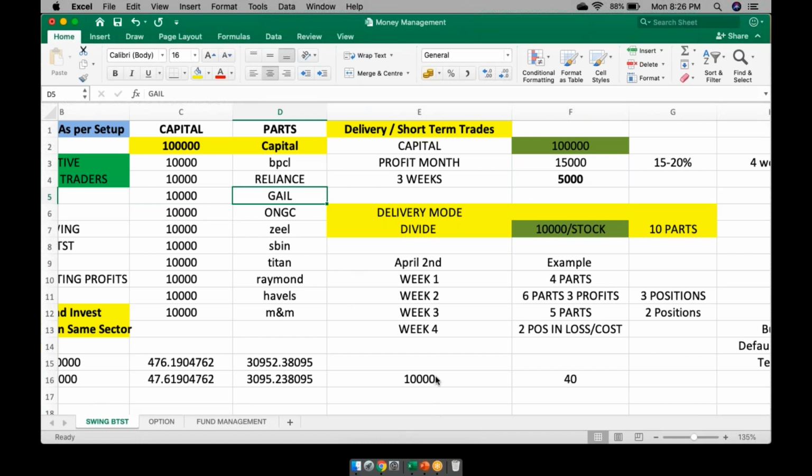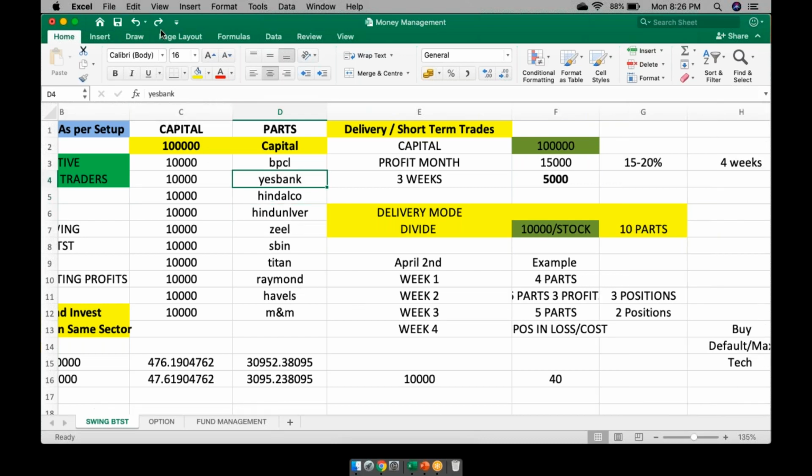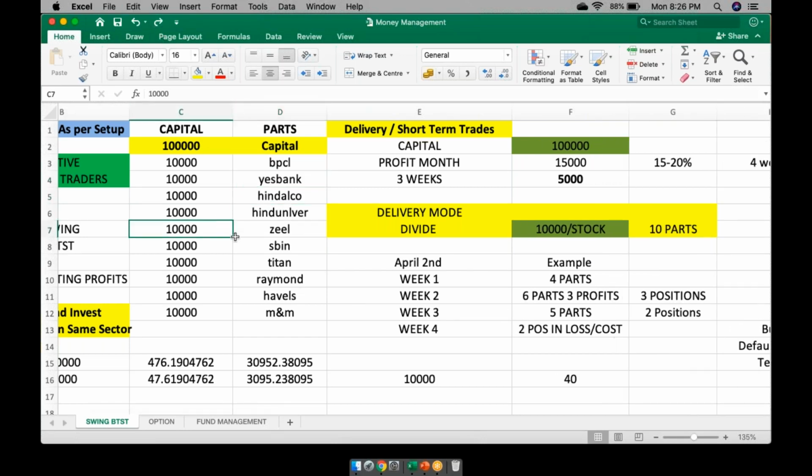Yes, for positional it is very important. For intraday also, for positional it is very important. Don't invest all the positional stocks into the same sector, because say for example, today we are taking positions, twice it has given profit, fine. The third time that particular sector will crash, the complete portfolio will become 20%, 30% down. So divide and invest. In delivery mode we have to divide into 10 parts, 10,000 rupees each, and invest.